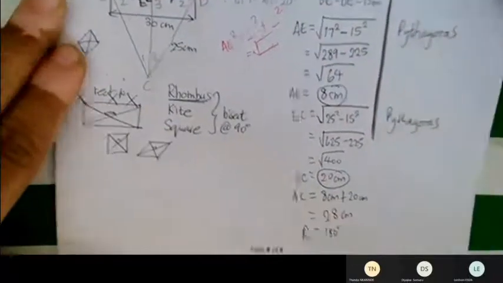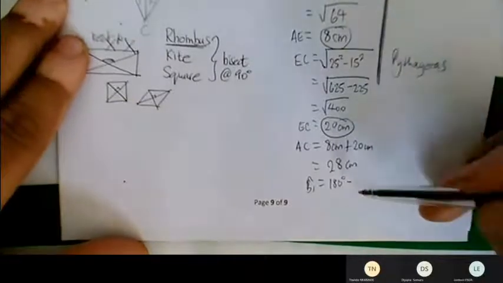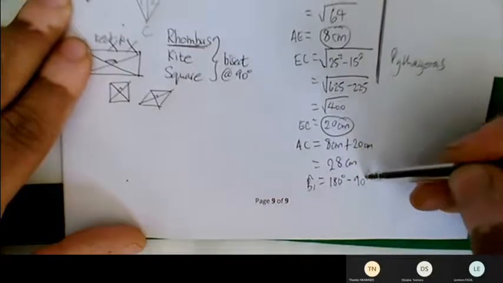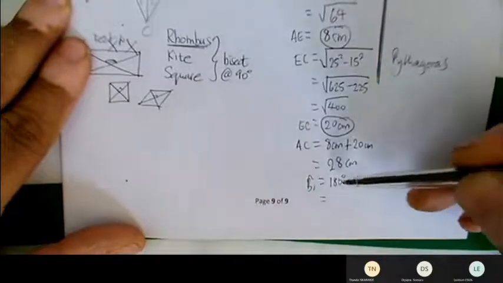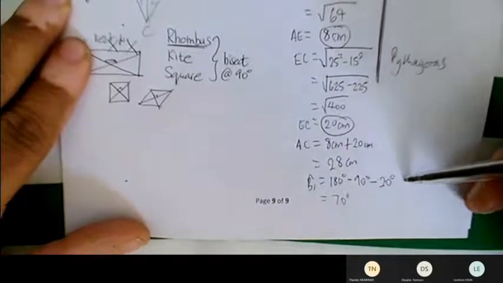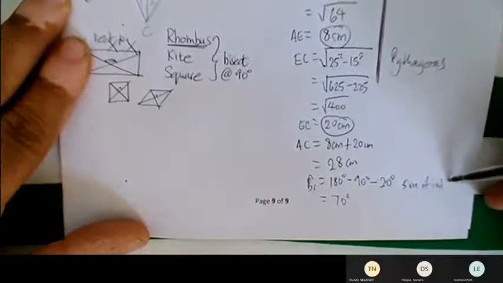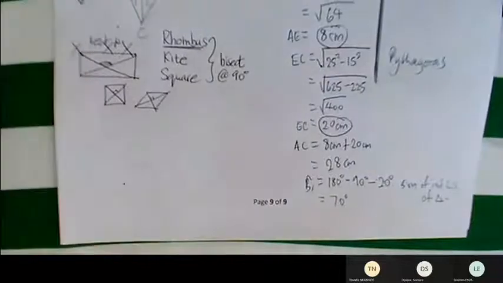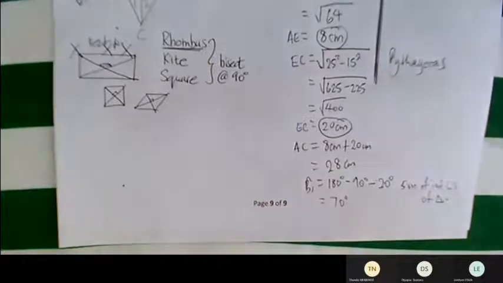Let me just push the paper up. I think somewhere you should see. I can see my pen a little bit in the screen there. So it's 180 minus 90 minus 20. So 90 minus 20 will give me 70. Don't forget the reason: sum of interior angles of a triangle. And B1 is now 70.